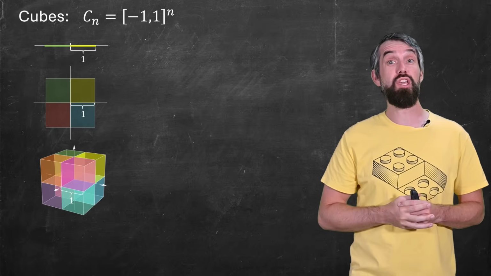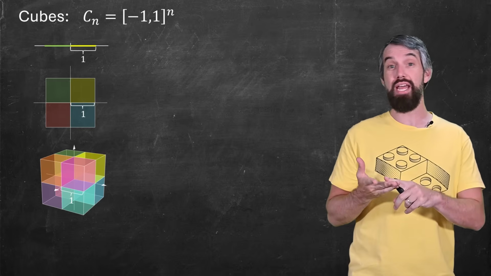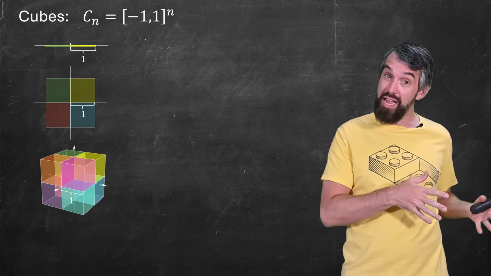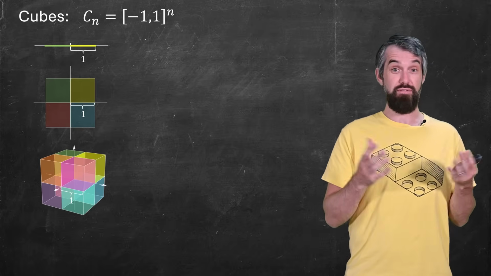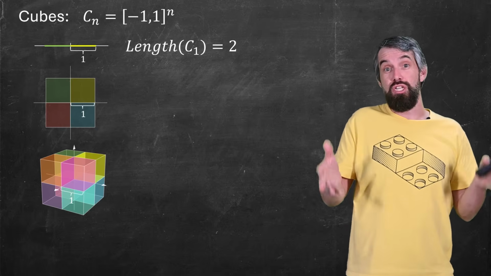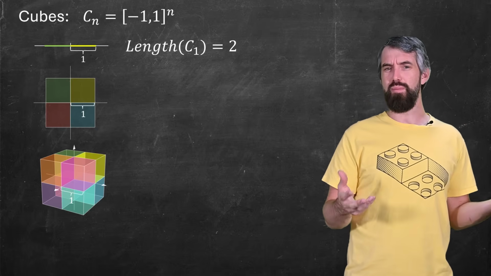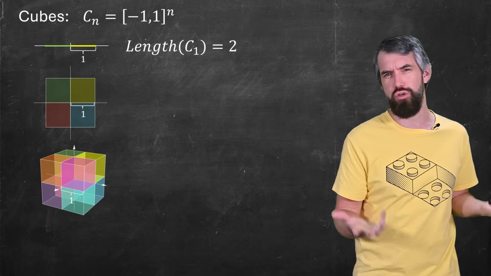So these are the cubes, I'll call them Cn now, and they consist of every component, x, y, z, however many they are, being between -1 and 1. So in 1 dimension, it's just an interval going from -1 to 1, and its length is 2. In this video, I'm going to be using volume a bit loosely, so I might talk about length, but I'll also just call it one-dimensional volume.